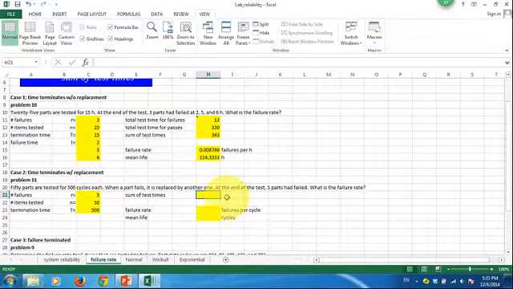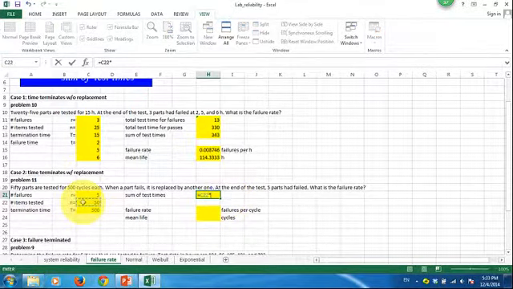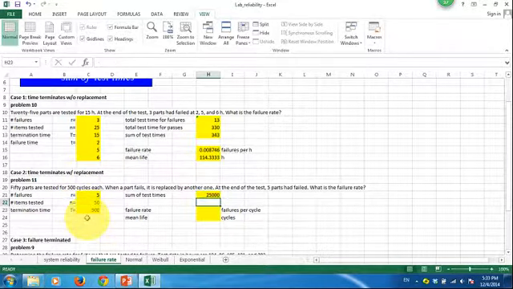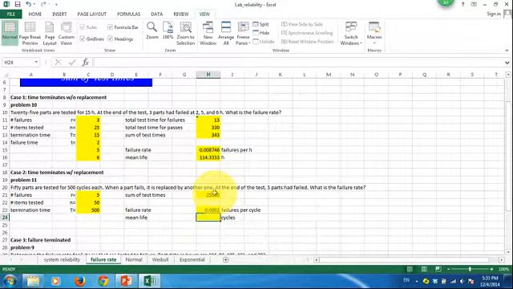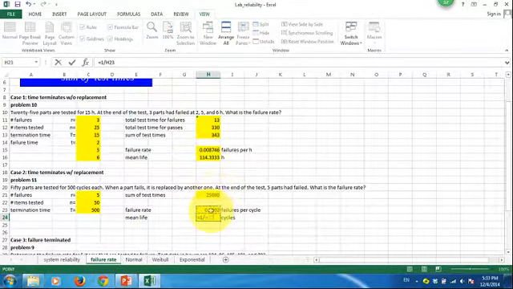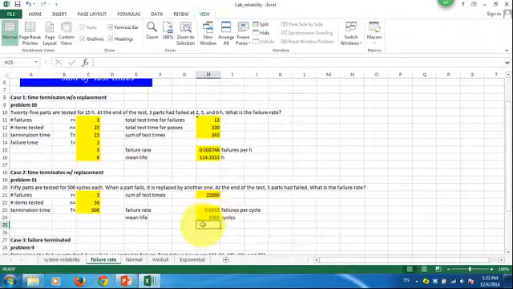Now the sum of test times, because every part is tested for 500 cycles, because whenever you have a failure, you replace it. At any time point in the test you have 50 parts in your system, and therefore the sum of the test times is simply N times t. So the number of items tested times the termination time, and that gives us 25,000 cycles, and therefore the failure rate is the R divided by the sum of test times, which is 0.0002. The mean life is 1 over the failure rate, 1 over lambda, so then that's 5,000 cycles.